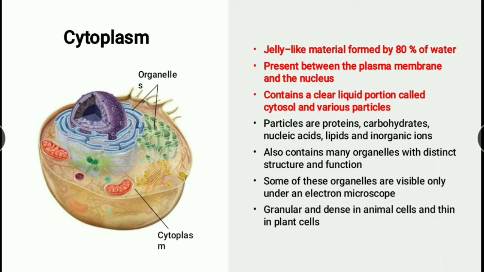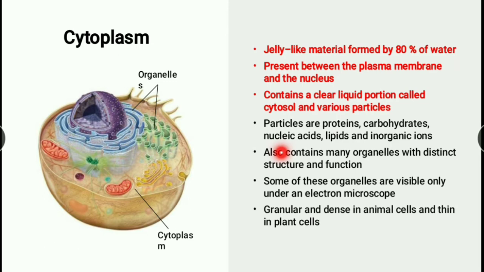The next one is cytoplasm. You can see the cytoplasm, isn't it? And it is a jelly-like substance. Here, it is a jelly-like material formed by 80% water. And it is present between the plasma membrane and the nucleus. So this is the plasma membrane and the nucleus. You can see the cytoplasm. It contains a clear liquid portion called cytosol and various particles.